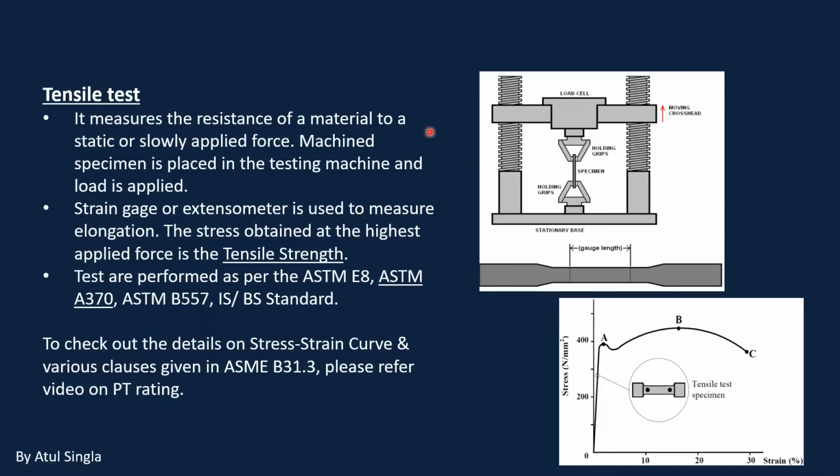This is one of the destructive tests which is performed based on a few ASTM standards, E8, A370, B557, and IS and British standards are there. These things are standardized and listed out in these standards so that we can identify the nature of a particular material with respect to yield and ultimate strength.